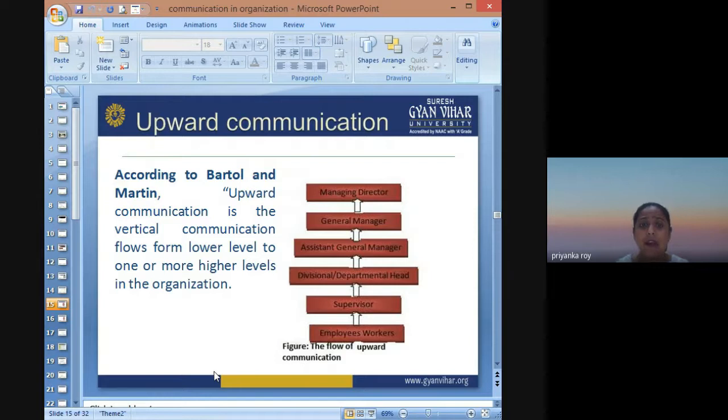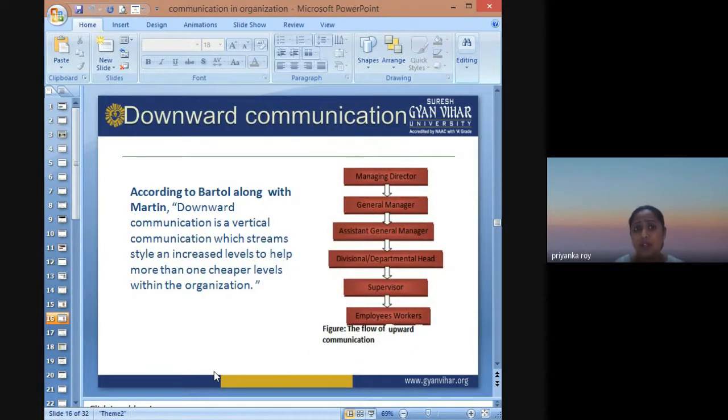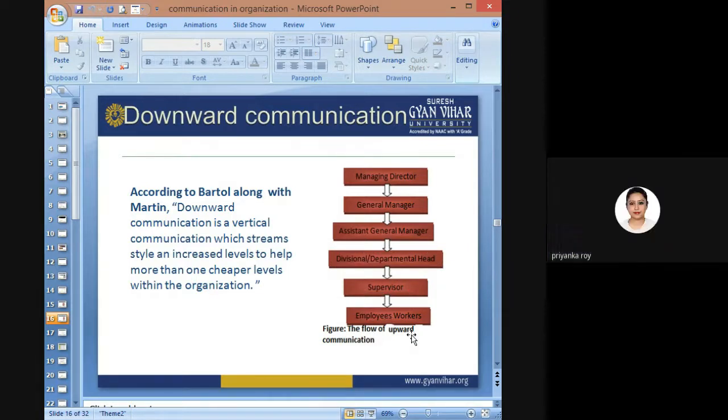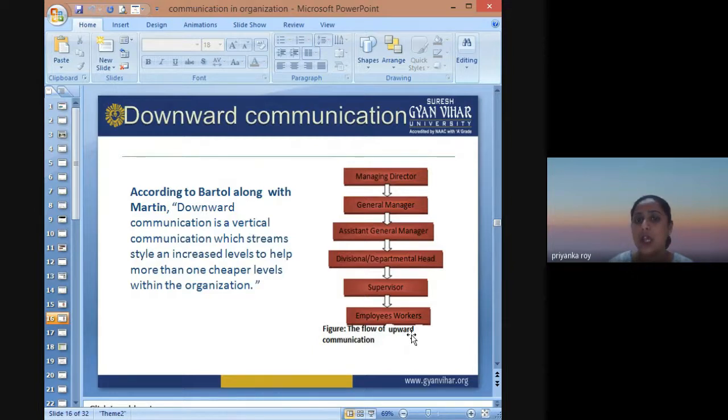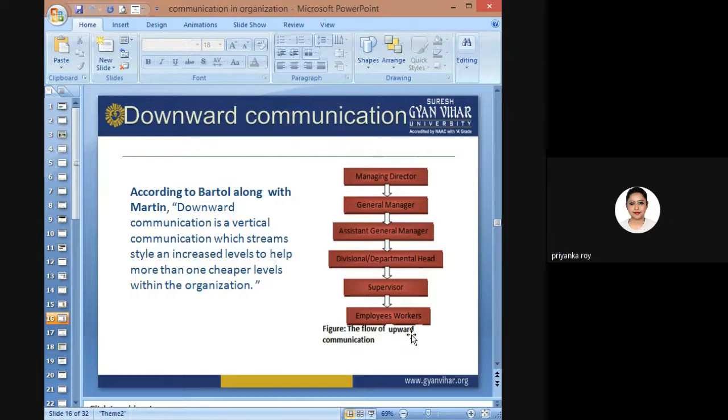Then again, we are coming to a downward communication. This general manager will take up a decision and transfer it, that okay, we will change that equipment or exchange that equipment with a new technology. So this general manager has informed this thing to the assistant manager, and this assistant manager will inform it to the departmental head, and departmental head will inform it to the supervisor, and supervisor will inform it to the worker that from next week we are not going to use this equipment, we are completely changing the technology for doing this set of work. That is received to the bottommost worker, right?